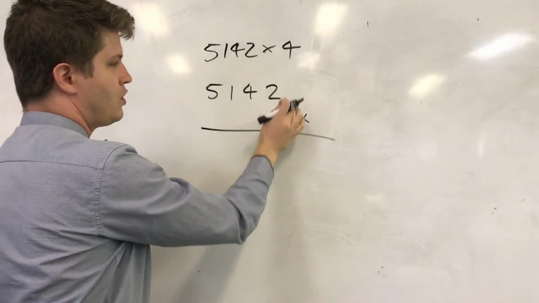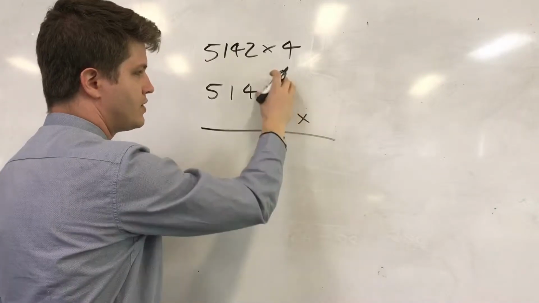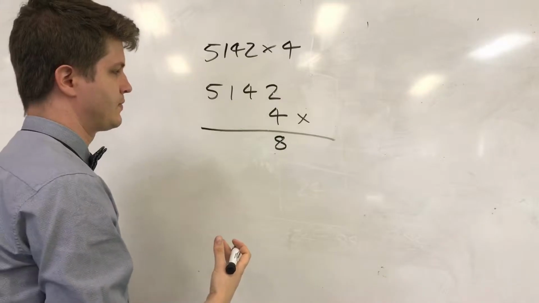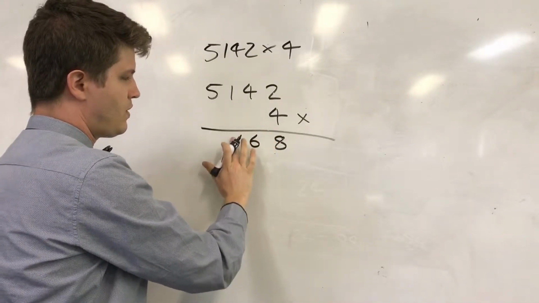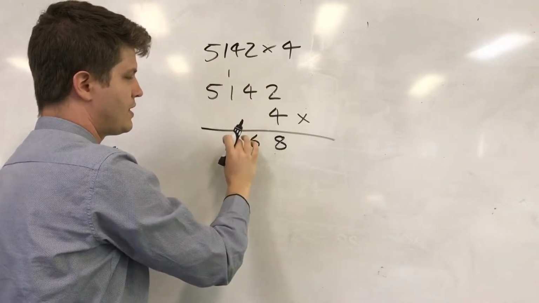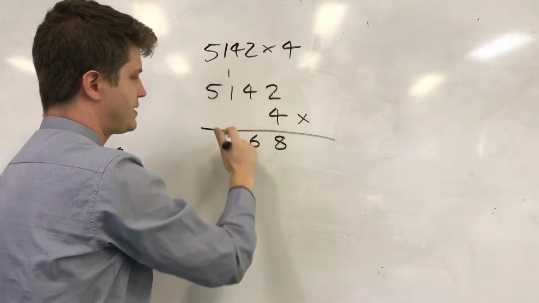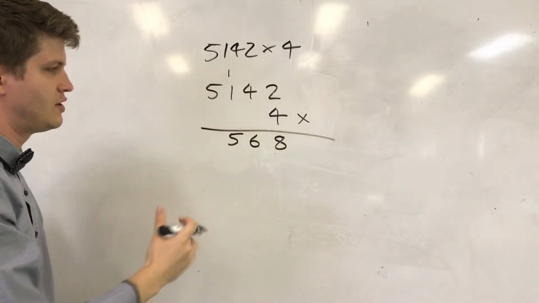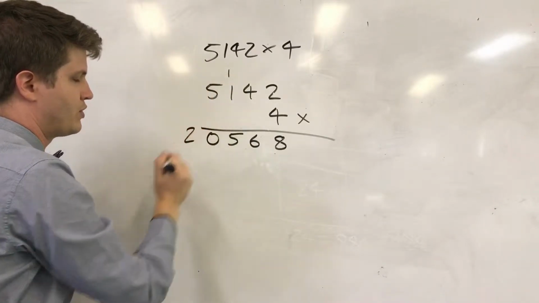So start off, go 4 times 2. 4 times 2 is 8. We put that in the ones column, so we'll put that there. 4 times 4 is 16. Now we can put the 6 there, and that 1, well, in a way it's kind of here, but we're going to boost it up here. So we know there's a 1 there, but we want to add that on later. So 4 times 1 is 4, but we'll plus that 1 on, and we'll get 5. Now 4 times 5 is 20. Put the 0 there, and the 2, we can put it there now.